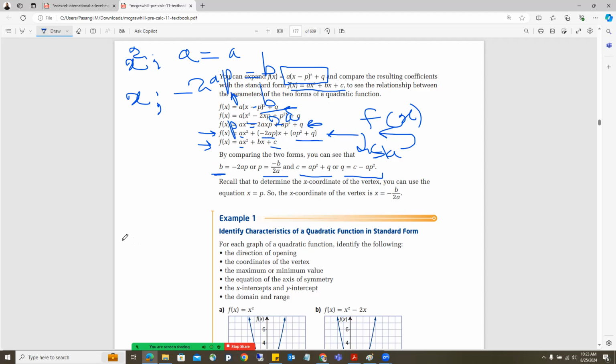Then we can compare the constants. If we compare the constants, then we have ap squared plus q is equal to c. That's how it is. Okay, is it clear?